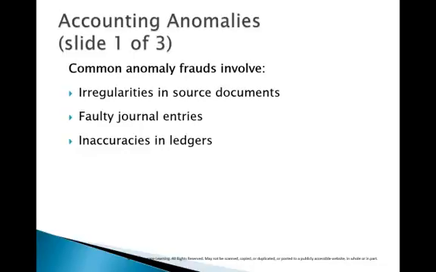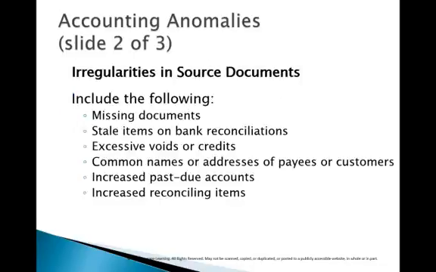Faulty journal entries, that's where journal entries don't balance, or there are journal entries that don't make sense, like crediting expenses. And then inaccuracies in ledgers, where your trial balance doesn't balance, or you have subsidiary ledgers, like the fixed asset list, that don't match the amount of fixed assets in the GL. Irregularities in source documents also include missing documents, like missing receipts, missing receiving reports, and stale items on bank reconciliations, items that continue to be outstanding for long periods of time and don't ever get resolved.